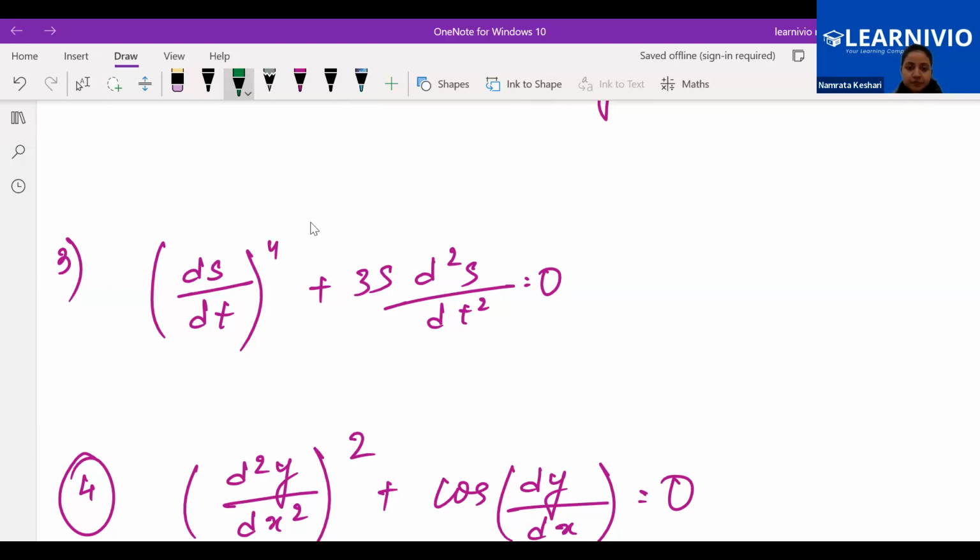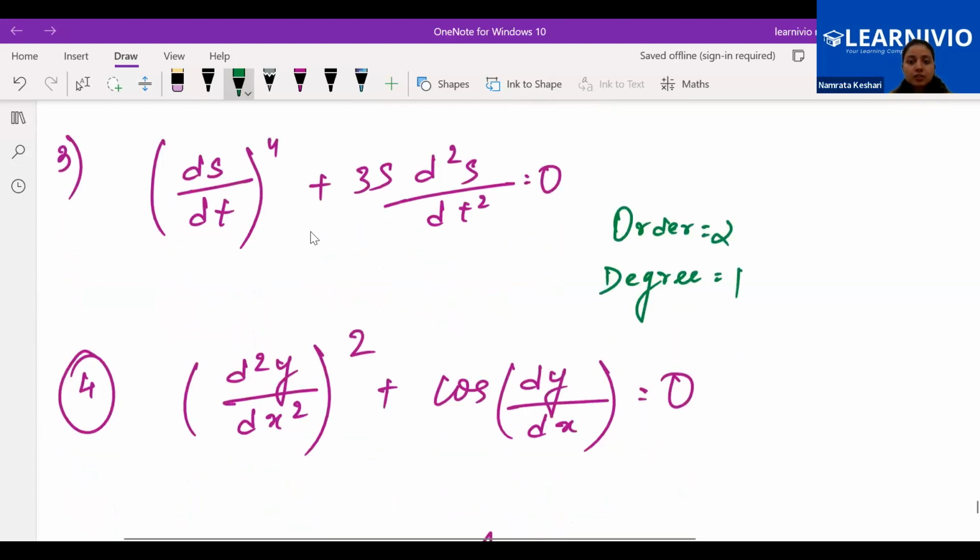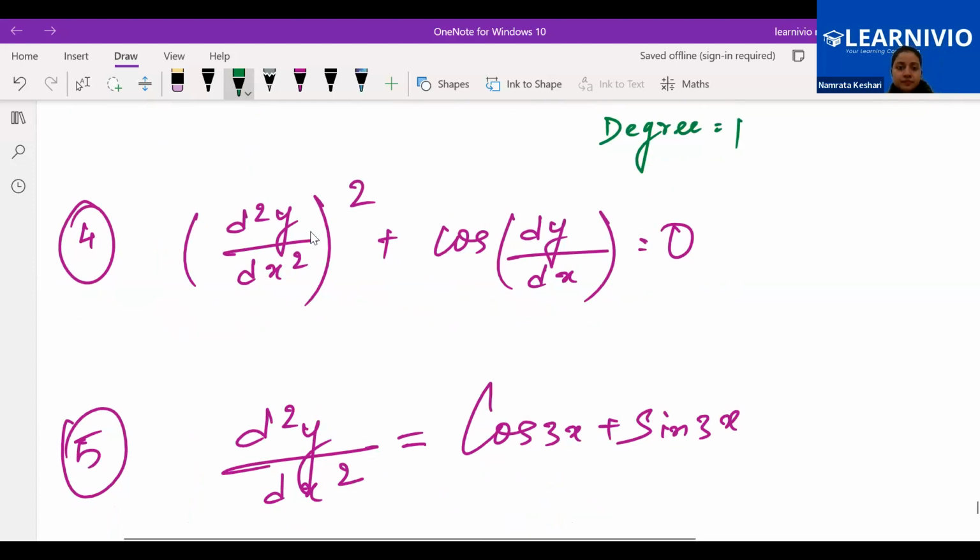Order is 2, degree is 1. Degree? 1. Exactly. Let's do the next one. Order is 2 and degree is not possible. Exactly. Order is 2 and degree we cannot say what is the degree. Not defined.